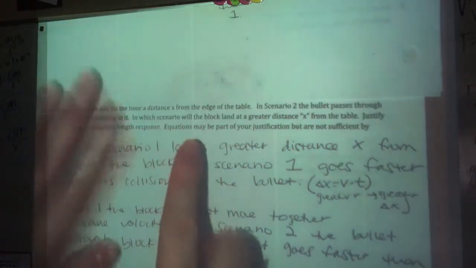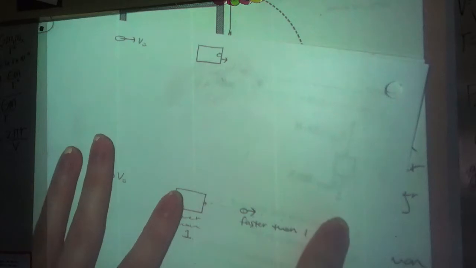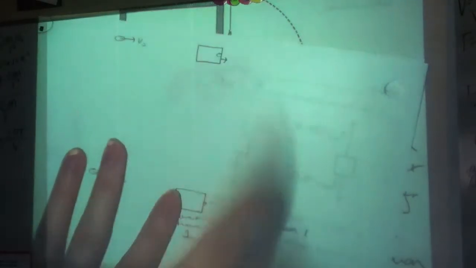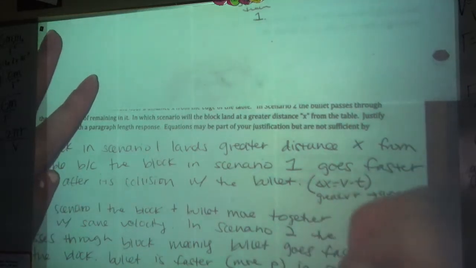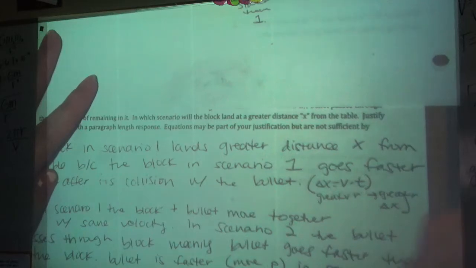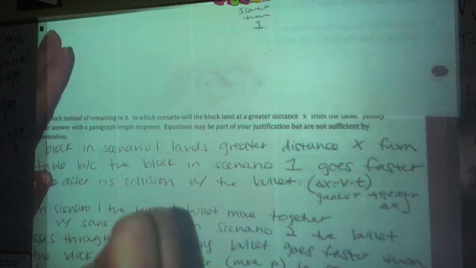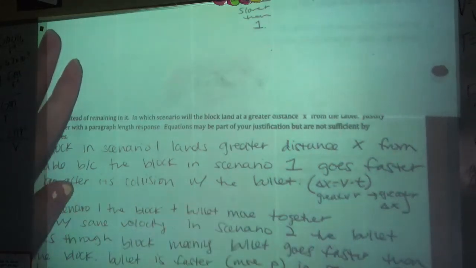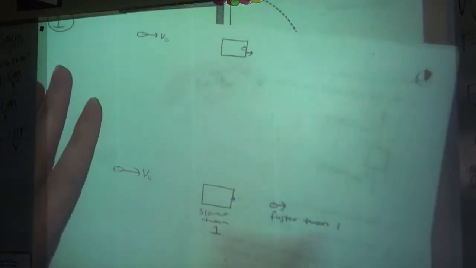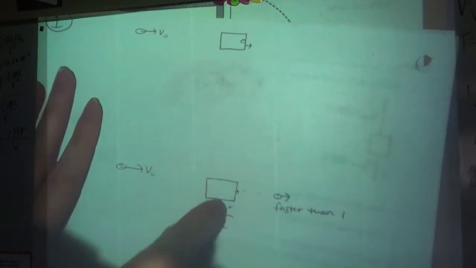In this case where the bullet goes faster than the block, compared to when it's stuck with the block, the bullet is moving faster. So the bullet is faster, which also means more momentum in scenario 2 than in 1. If the bullet is going faster in scenario 2, well, momentum still has to be conserved, so that means that the block must be going slower in scenario 2 compared to scenario 1.